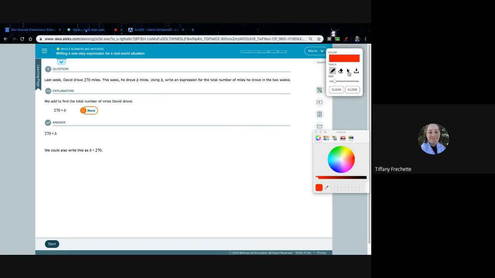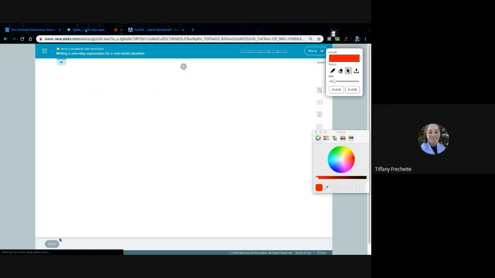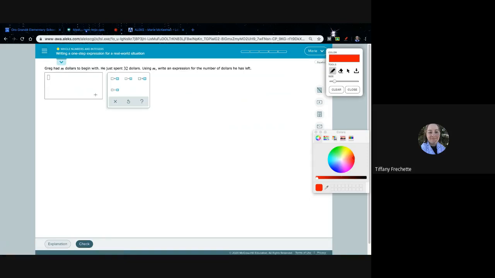We're just going to break it down a little bit and write an expression. The difference between expression and equation is that expressions don't have an equal sign. So it's only one side of an equation, basically. So we have Greg had M dollars to begin with. He just spent $32. Using M, write an expression for the number of dollars he has left.